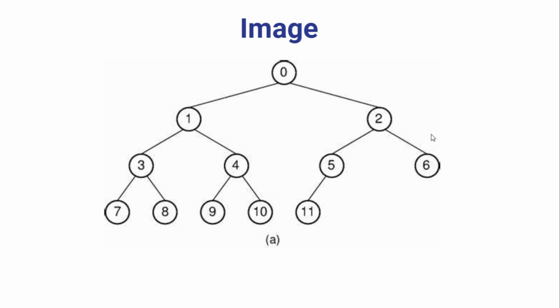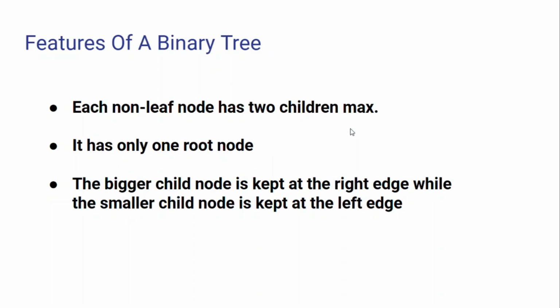Next, we'll be looking at some constraints, some rules governing the implementation of binary trees. You can call them features governing binary trees. So here are the features of a binary tree, and these features also govern how binary trees will be implemented, because in this video we are going to look at the implementation of binary trees. The first feature is that each non-leaf node has 2 children maximum. So every node that has children in a binary tree can't have more than 2 children.